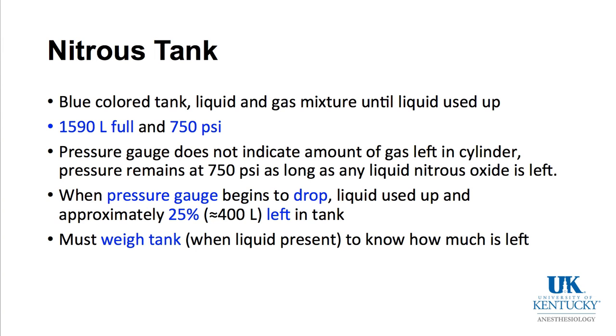When it's full, it will read approximately 1590 liters. That is, it actually has 1590 liters of gas in it, and will read 750 psi. Now the pressure gauge will stay at 750 psi as you're using up the liquid, and the liquid is converted to gas, and you keep that constant 750 psi as long as any liquid nitrous oxide is left. When the liquid nitrous oxide is gone, and only approximately 25% of the total tank is left, or about 1/4 of 1,600 liters, approximately 400 liters left in the tank, the pressure gauge starts to drop.